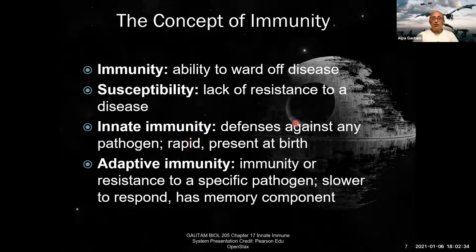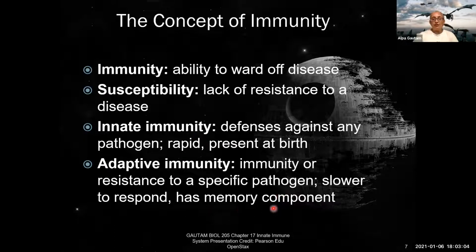Innate immunity is the defenses against pathogens that are present from birth. These are defenses that don't adapt to the encountering of their pathogens, as opposed to adaptive immunity. This is immunity that is specific towards a specific pathogen. It is a slower response, and we'll see why coming up. Innate immune system response is faster. And there is a memory component.